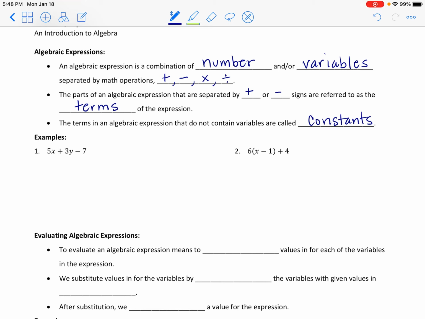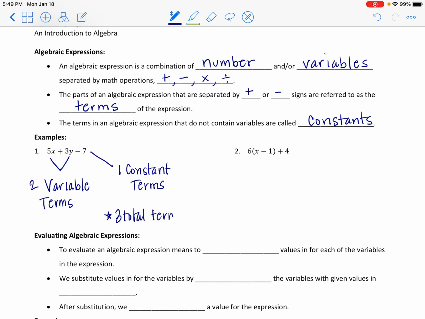And again, these first two terms contain numbers with variables, so we would call those variable terms. So there are two variable terms. And then the third term doesn't contain a variable, so we would call that the one constant term. And again, that makes three total terms.